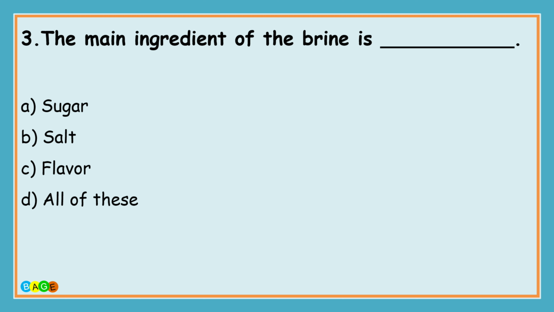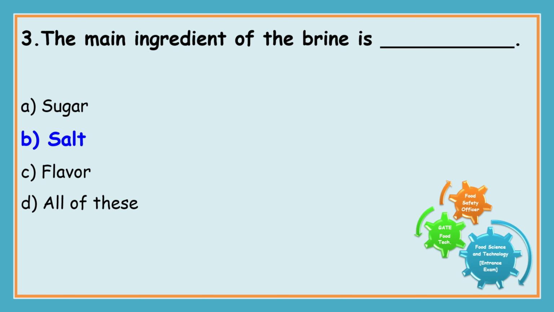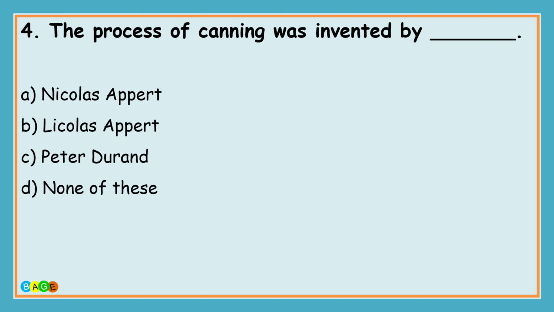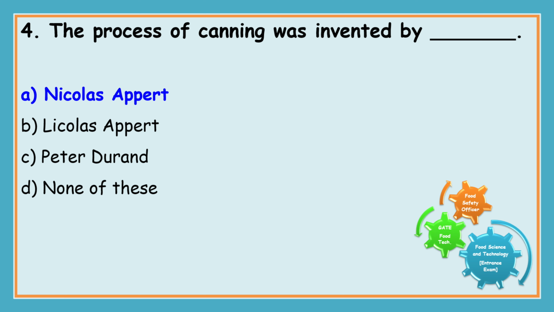Question number 3: The main ingredient of the brine is ___. The options are A sugar, B salt, C flavor, D all of these. The correct answer is option B salt. Question number 4: The process of canning was invented by ___. The options are A Nicholas Appert, B Nicholas Appert, C Peter Durand and D none of these. The correct answer is option A Nicholas Appert.